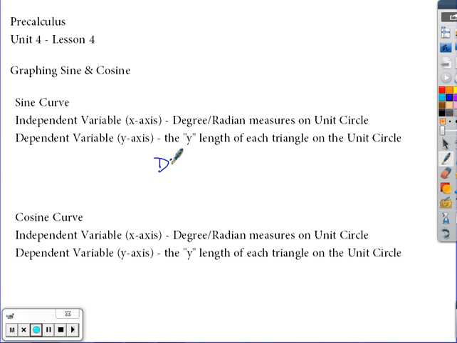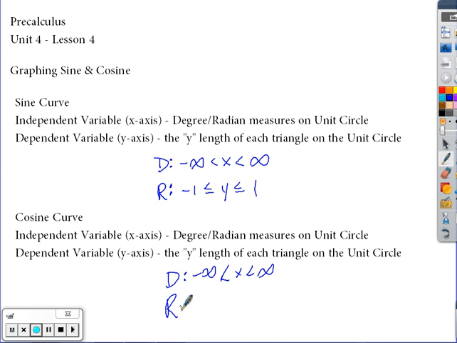The domain is negative infinity to infinity, because we can keep going around as many times as we want. And the range of your most basic sine curve is -1 included to 1 included. Same thing here for cosine. Domain is negative infinity to infinity. And the range for cosine is -1 included to 1 included. So it's just some items of note.